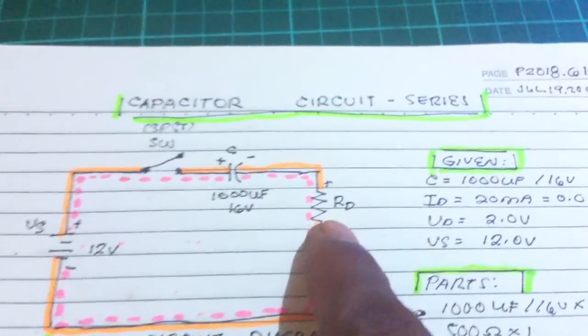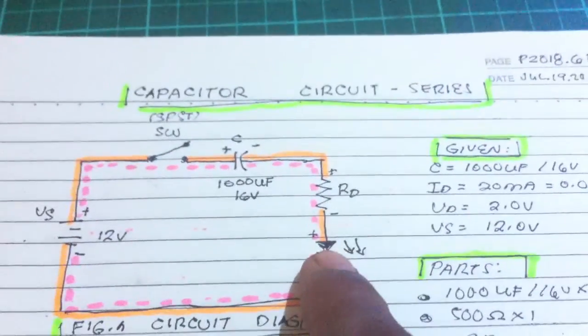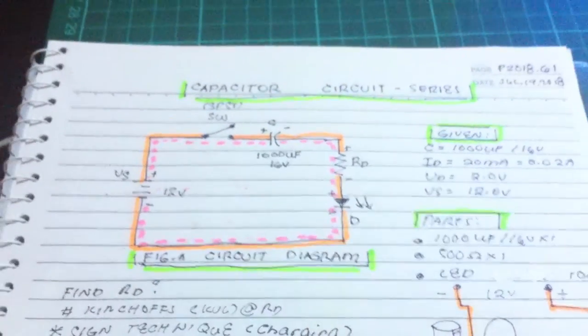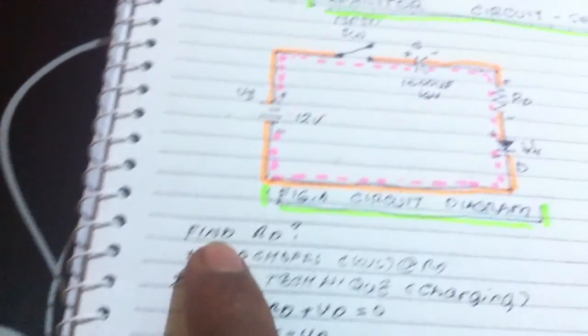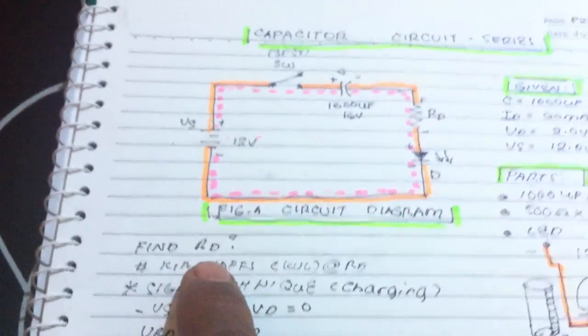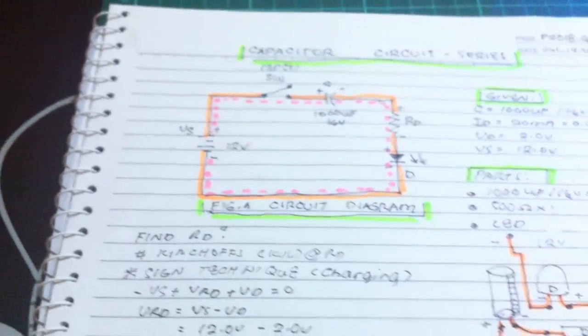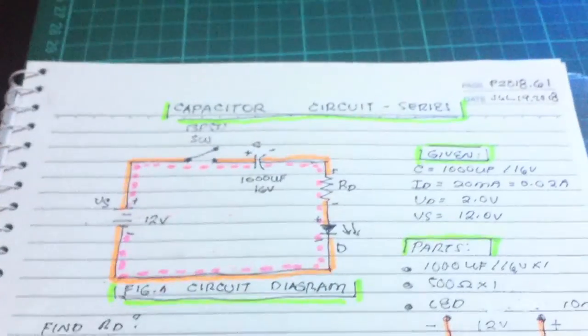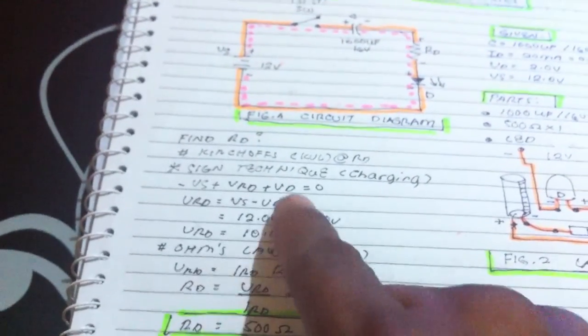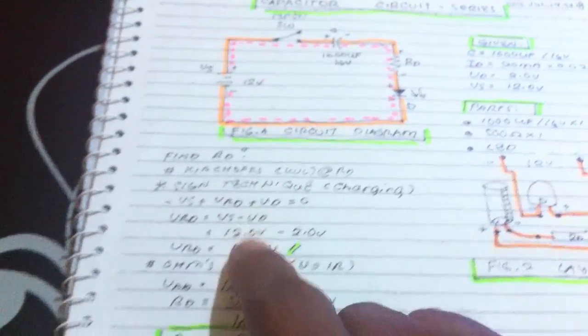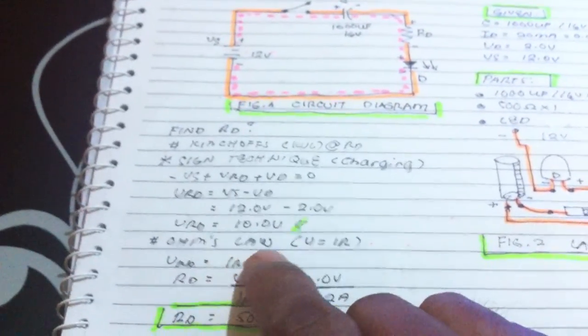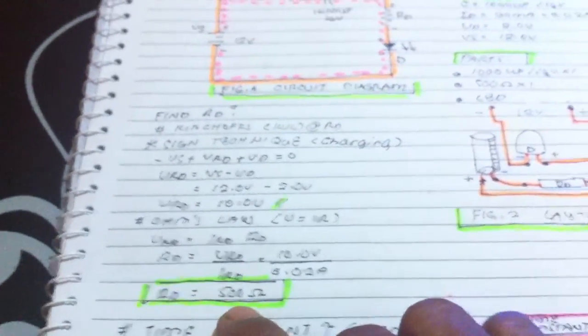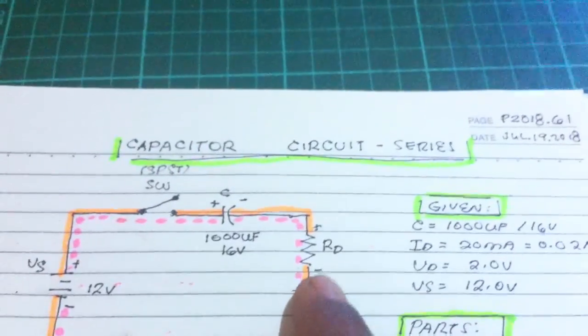I computed the value of the resistor here to protect my LED. We now know how to find the value of the resistor because this is my previous project. We got it using Kirchhoff's voltage law and Ohm's law, and we got 500 ohms as the value of the resistor here. Just like that.